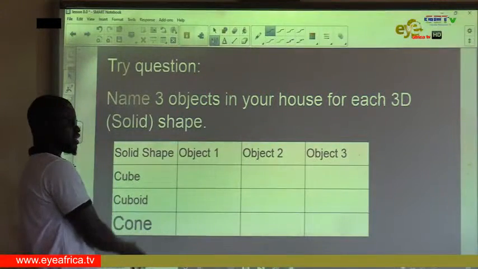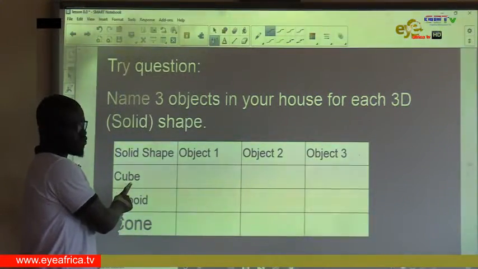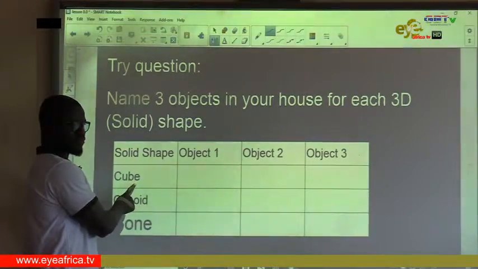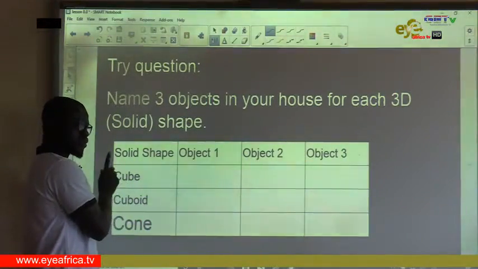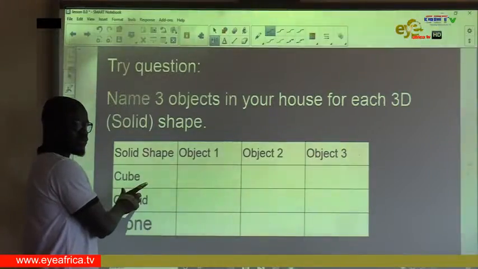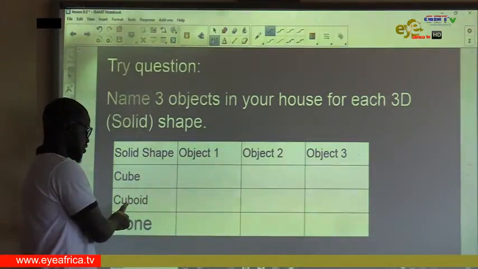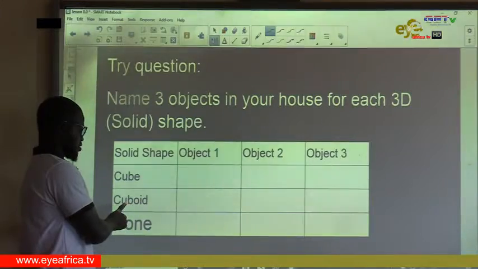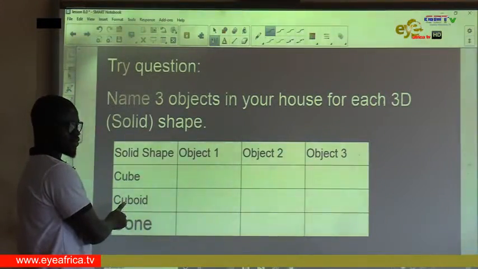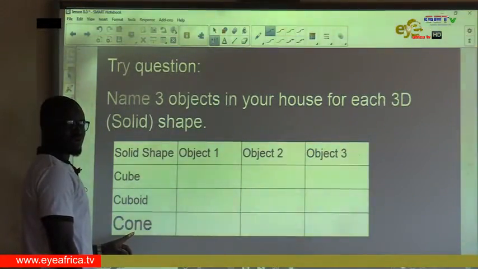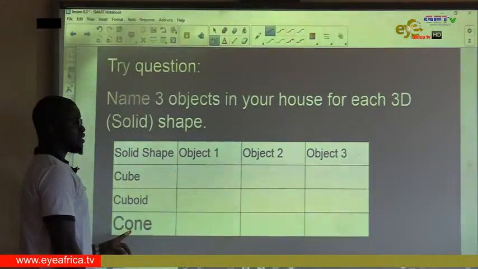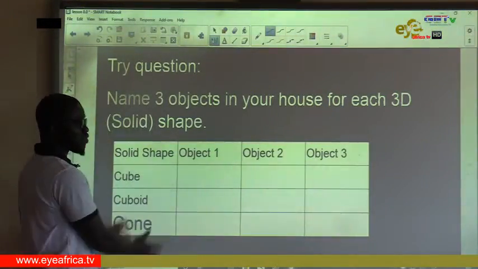The names of the solid shapes are: 1, we have cube. You just draw your table for those listening. The first solid shape is cube. The second one is cuboid. The third one is cone. Now that's going to be your first column.